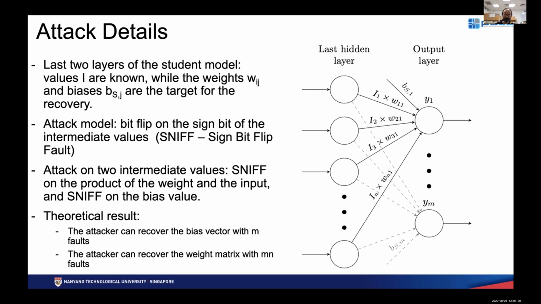Basically, to recover the bias, the attacker first runs the neural network with an input, and then she injects a fault in the bias she wants to recover to flip the sign of the bias, and then she gets a faulty output. By doing computation on the correct output and faulty output, she can recover the attacked bias.